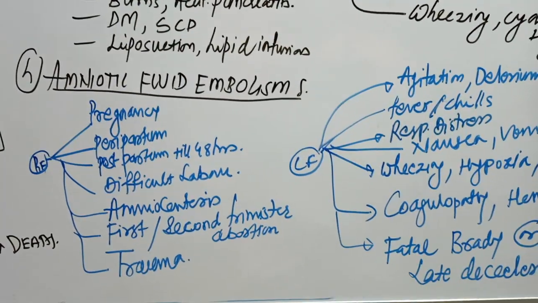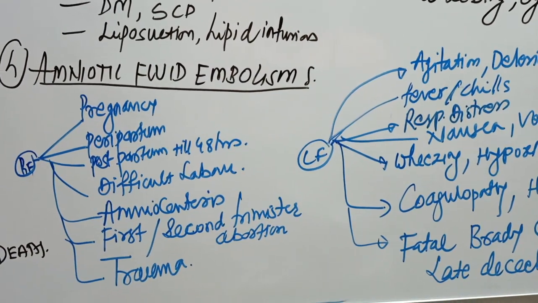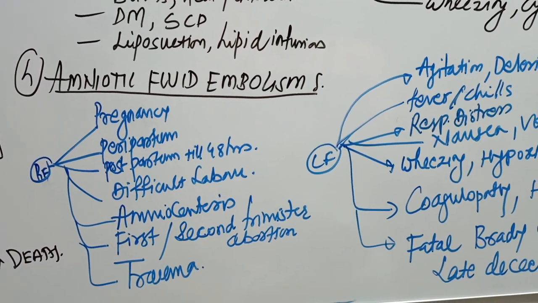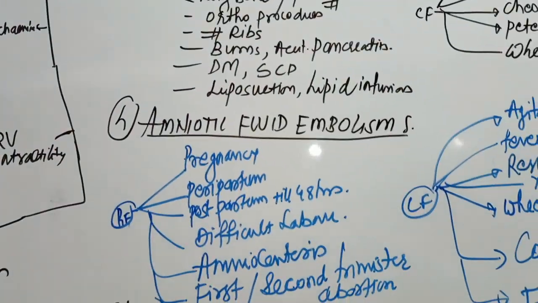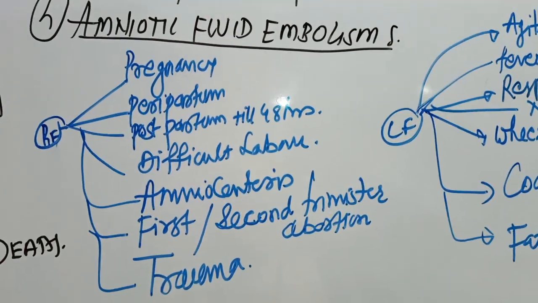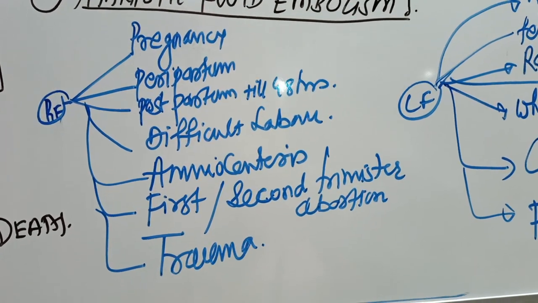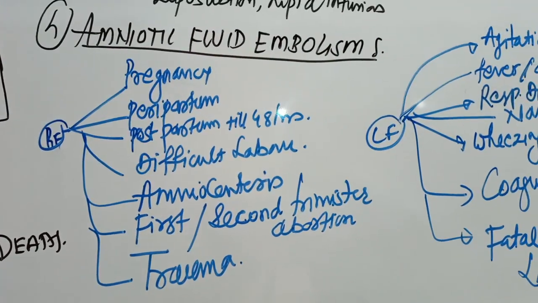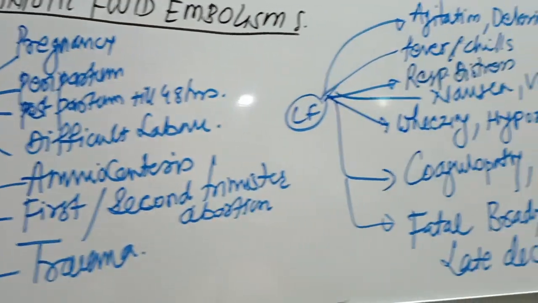This is related to obstetrics and has a syndromic presentation, and typically this is an anaphylactic reaction to the amniotic fluid, which contains a lot of fetal products and inflammatory mediators. What are the risk factors for amniotic fluid embolism? It may occur in pregnancy, peripartum, and postpartum up to 48 hours, difficult labor, during amniocentesis, and during abortion in the first and second trimester, and trauma. These are the risk factors for amniotic fluid embolism.